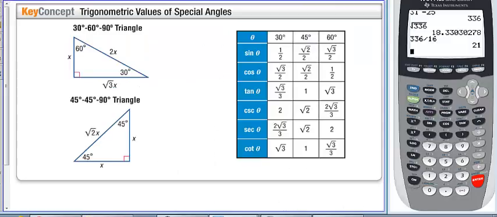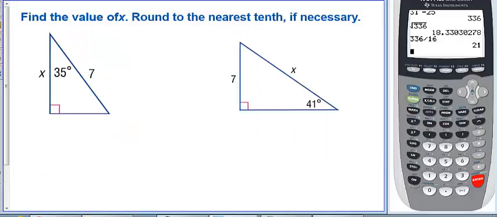Trigonometric values of special angles. Well, here we go. That's the chart that we just did. Here are the values for 30. Here are the values for 45. Here are the values for 60. And we got that from cutting a square in half, and from an equilateral triangle and cutting that in half.